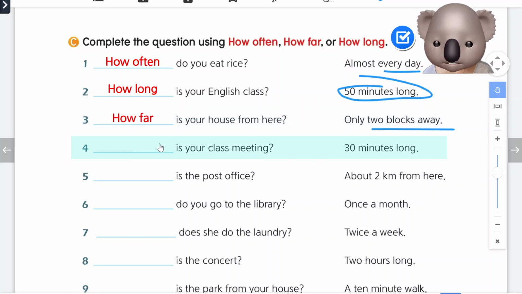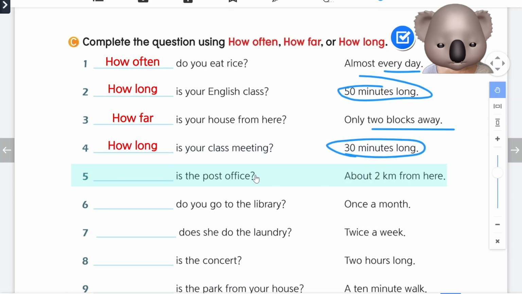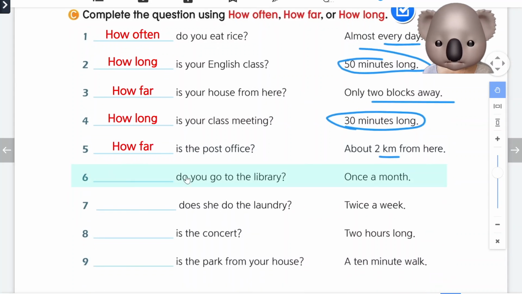Number 4, is your class meeting? 30 minutes long. 여기도 시간이 나와서 how long is your class meeting? Number 5, is the post office? About 2 kilometers from here. 오, 여기는 거리가 나오네. How far is the post office? Number 6, do you go to the library? Once a month. 한 달에 한 번.